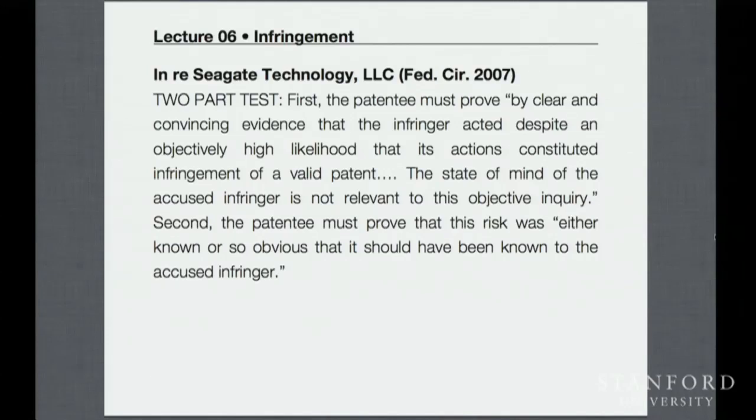There's a 2-part test that the patent holder must prove to get this treble damages type of award. First, clear and convincing evidence that the infringer acted despite an objectively high likelihood that its actions constituted infringement of a valid patent. The state of mind is not relevant to this particular part of the test. And second, that the patentee must prove that the risk was either known or is so obvious that it should have been known to the accused infringer. And this is different than the underwater test that's in the book.